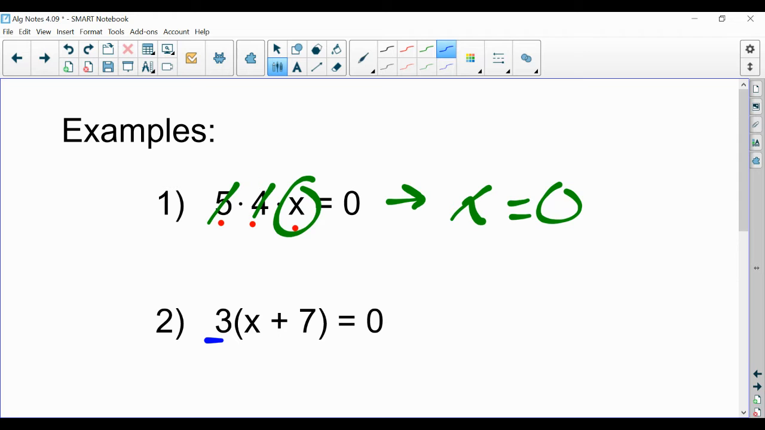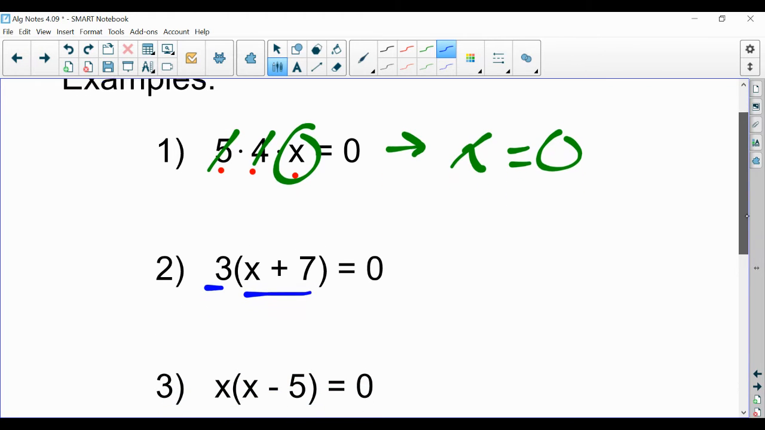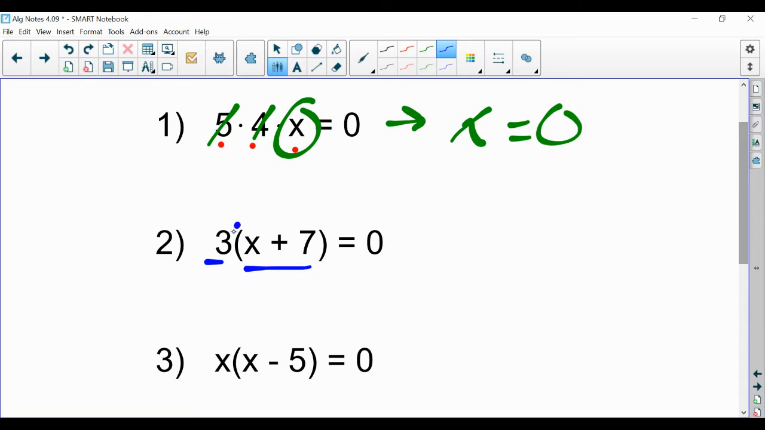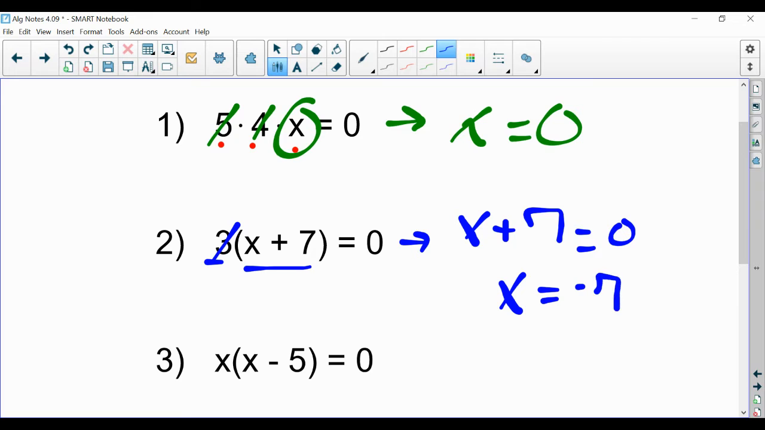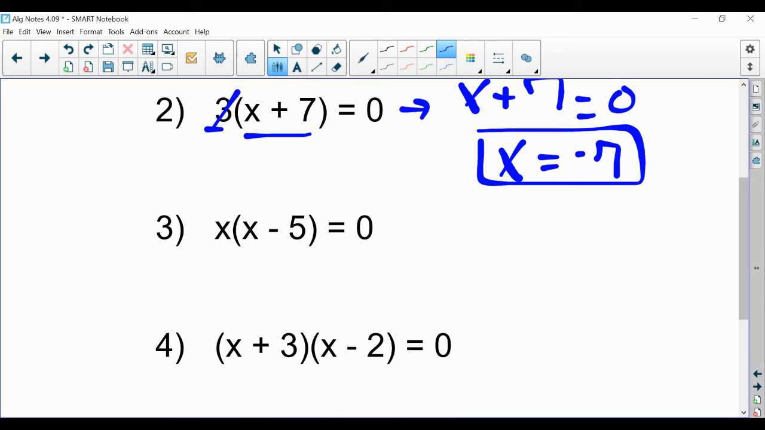All right. Let's try the second one. Here I have two things that are multiplying together to get zero. One of them has to be zero. It's not this one. So the only possibility is that x plus 7 is zero. And if x plus 7 is zero, and I solve for x, I get x is negative 7.